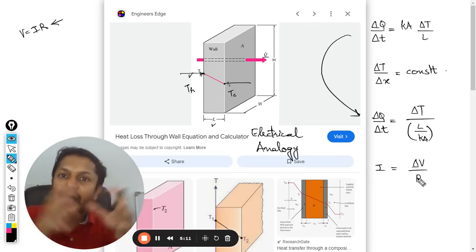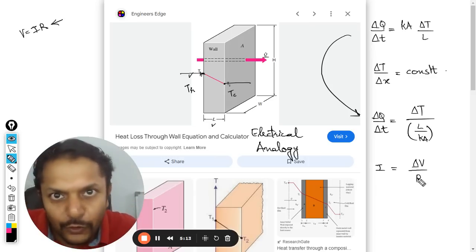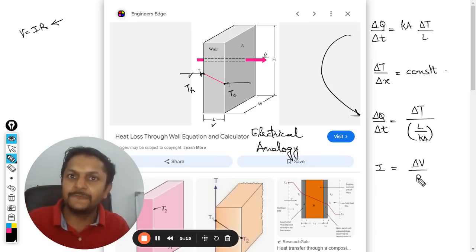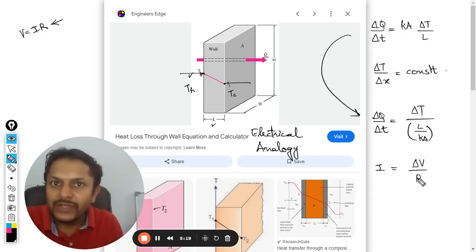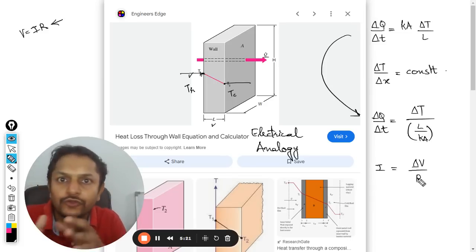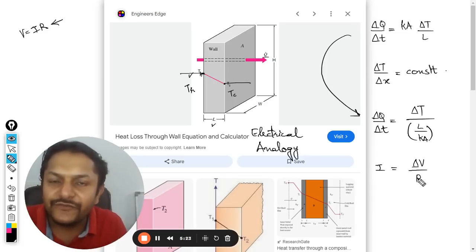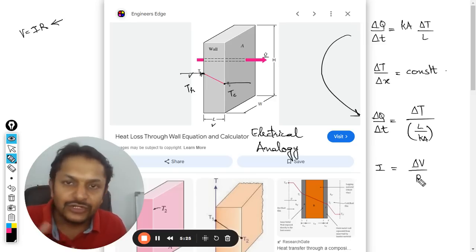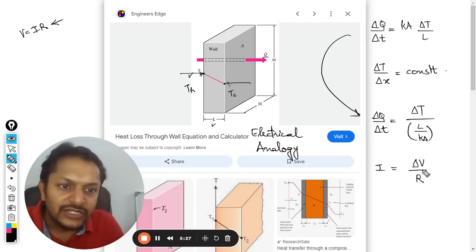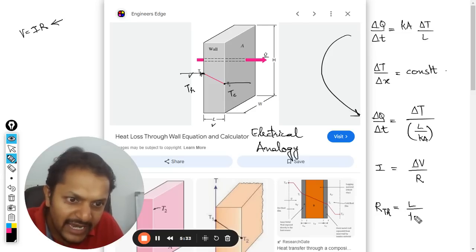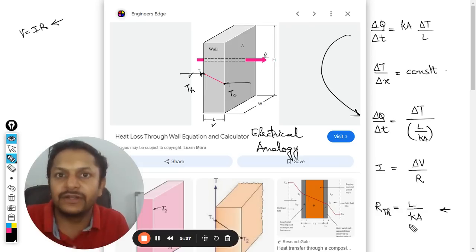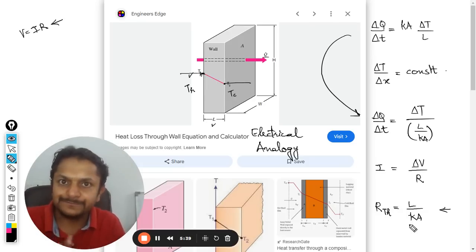Obviously, in the wire, the electric current will be flowing if the potential difference is there. If potential difference is not there, the current is not going to flow. Similarly, heat is not going to flow through the wall if the temperature difference is not there. So temperature difference has to be there. So it is delta V by R. Clearly, I can say that the thermal resistance will be given by L divided by Ka. That is the thermal resistance, L divided by Ka.